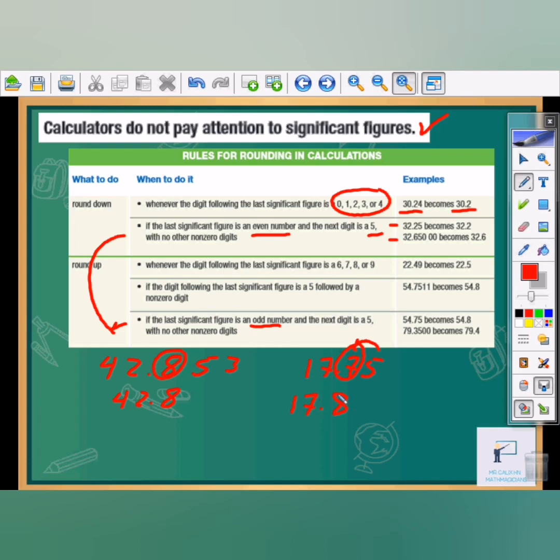And the first 2 rules: this one here says whenever the digit following the last significant figure is 6, 7, 8, or 9, that is greater than 5, we round up. You have an example there. If the digit following the last significant figure is 5, followed by a non-zero digit, you also round up. And you have your example here. 54.7511 becomes 54.8. Remember that this number has to be an odd number.